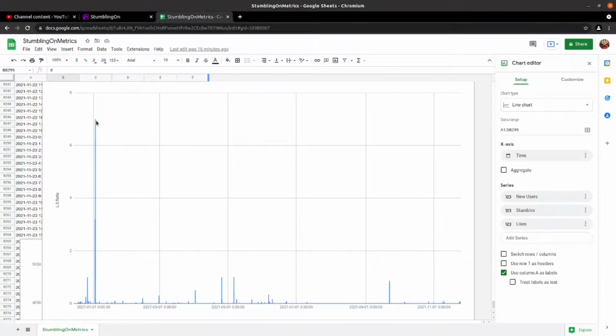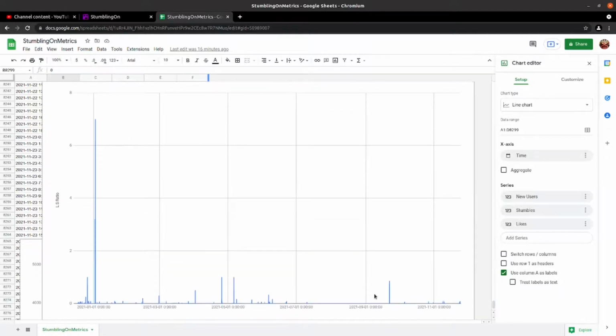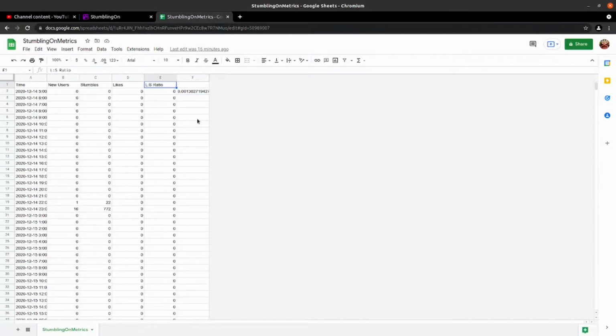Unfortunately, there are sometimes random spikes where people, I guess, like a lot of websites, or maybe they like things in their history, which explains why sometimes you can have more likes than stumbles. Probably that's me going through clicking the heart button a bunch just to make sure it's still working. Who knows? Bottom line, the like to stumble ratio isn't quite perfect, or at least it's not useful to see on a graph.